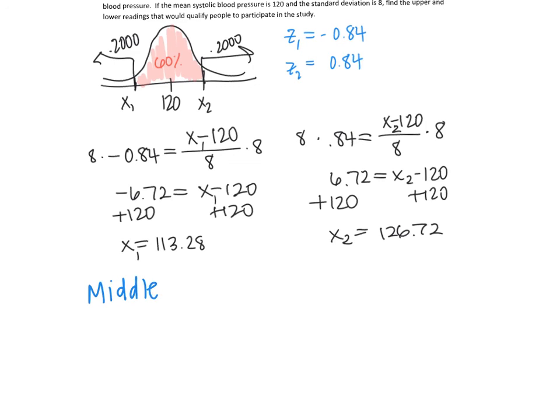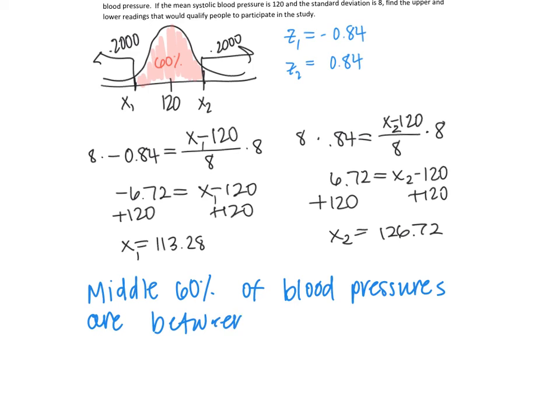If we're relating this back to our problem, we have that the middle 60% of blood pressures are between 113.28 and 126.72.